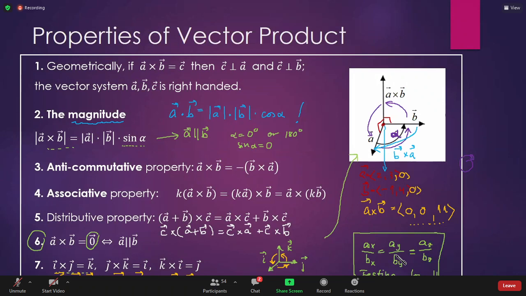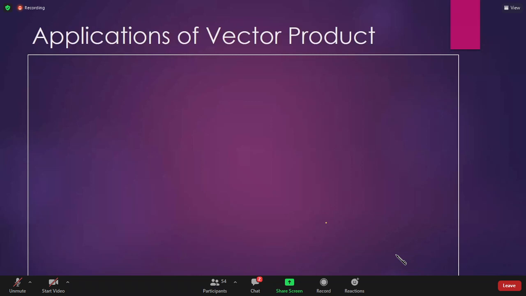So basically, the right-handed system means screw it in, go from A to B, and the screw goes in the direction of C. These are the properties of the vector product. And here we have applications. It would have been nicer if I had remembered to put the exercise here, but never mind. Let's see the applications, and after we see the applications, we will have examples.